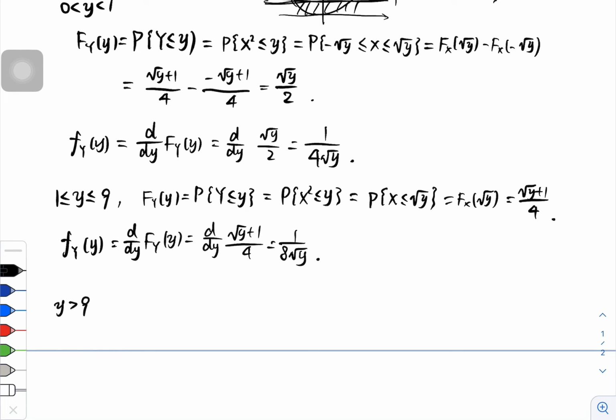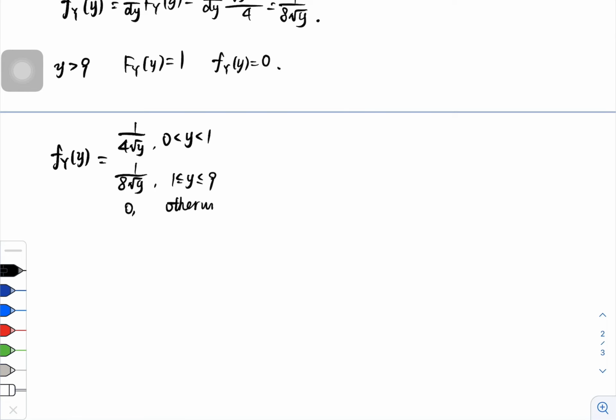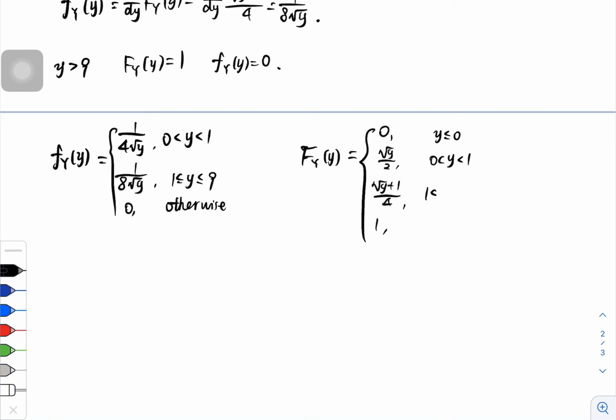For y larger than 9, the distribution function is 1, the density function is 0. That is, and this.